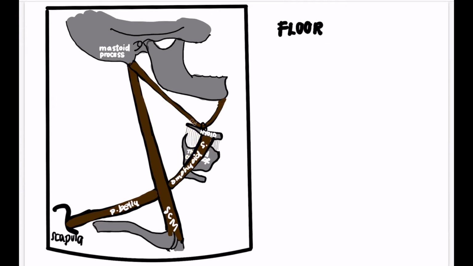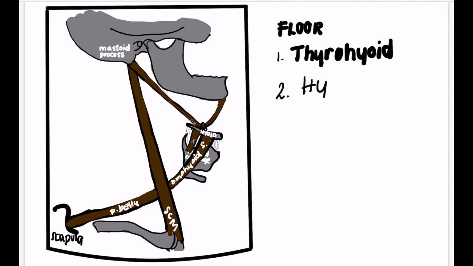Now, the floor of the triangle is formed by four muscles. First is the thyrohyoid muscle. It originates from the thyroid cartilage and it inserts to the lower border of the hyoid bone. Now, the next muscle is the hyoglossus muscle. It originates from the hyoid bone here, and then it inserts to the sides of the tongue.